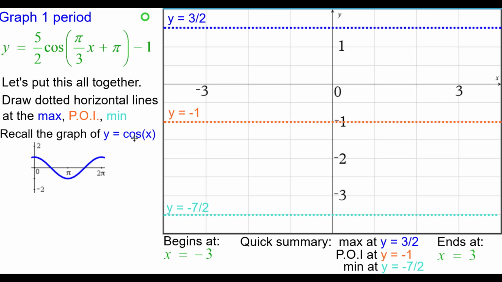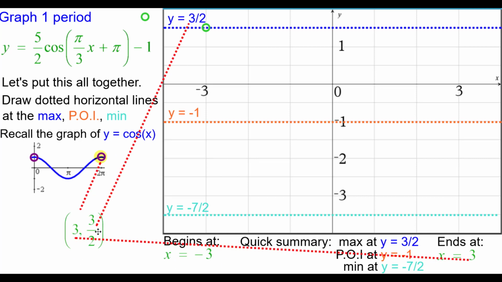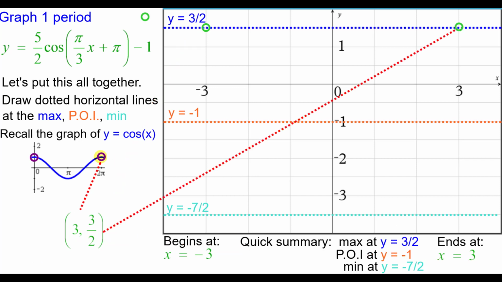So recall the graph of one wave of the cosine. We start at a maximum, normally at 0, 1. But for ours, we're going to start when x equals -3, and the maximum is 3/2. So we're going to plot -3, 3/2. The end of the period, normally 2 pi away, in this case is going to be at x equals 3. And the maximum, again, is still 3/2. So 3, 3/2.